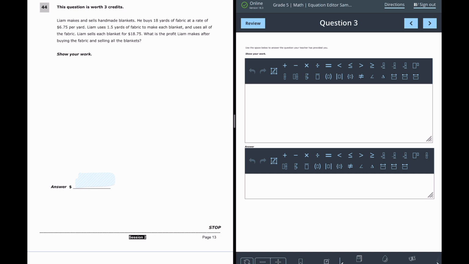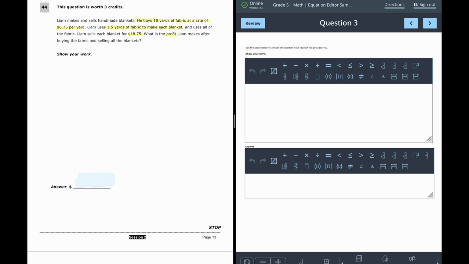Liam makes and sells handmade blankets. He buys 18 yards of fabric at a rate of $6.75 per yard. Liam uses 1.5 yards of fabric to make each blanket and uses all the fabric, so he uses it all up. Liam sells each blanket for $18.75. What is the profit Liam makes after buying the fabric and selling the blankets?